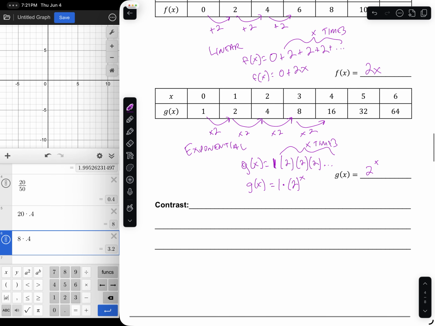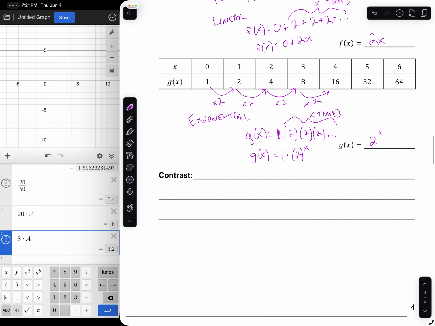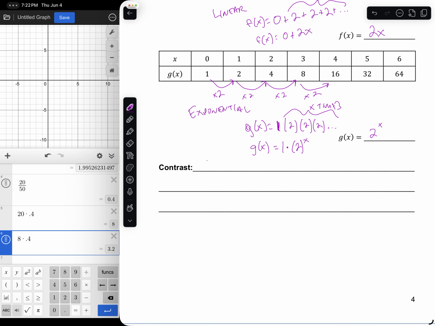Okay, so you can contrast, and I think we've already done that enough. But in the linear table, we have repeated addition. And in the exponential table, we have repeated multiplication.